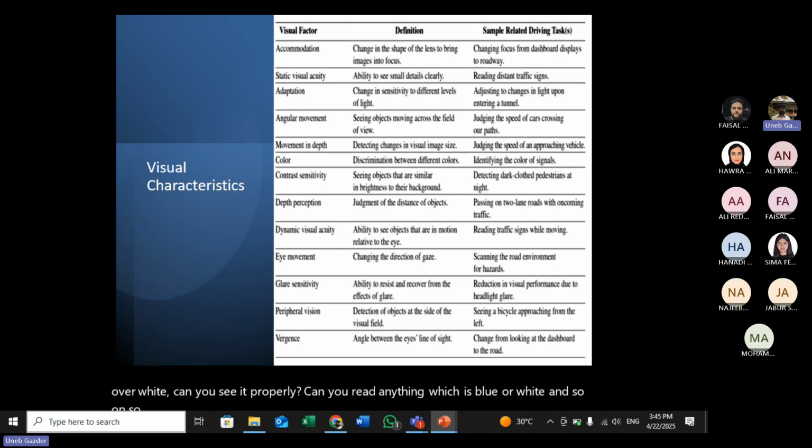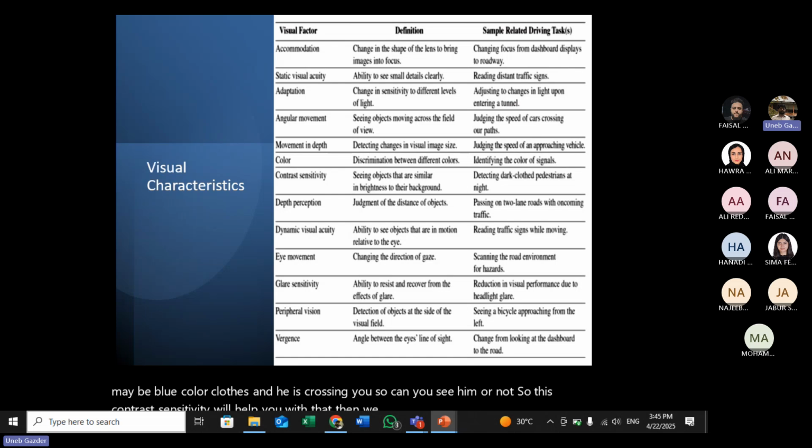This is called contrast sensitivity, and it will help you especially at night. When you're driving at night, everything is black, and then you see somebody who is wearing maybe blue colored clothes and he's crossing you. Can you see him or not? This contrast sensitivity will help you with that.